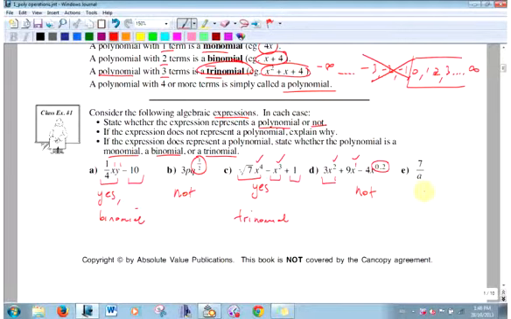Is that a polynomial? Looks fine right now, but remember that's the same as this. If I flip it up, I have to switch the sign from positive 1 to negative 1. That's not a polynomial because that's not a positive integer.